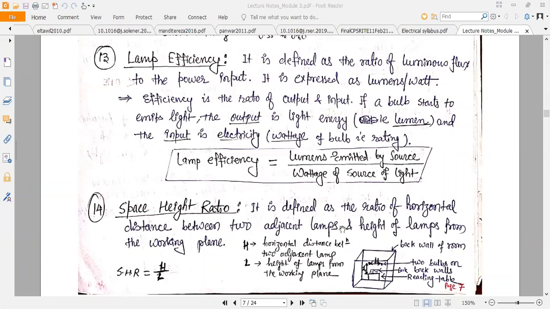Okay, so it is the ratio of the horizontal distance between the two tube lights and the vertical distance between the bench and the tube light. Okay, so in this way you can calculate this space height ratio. Clear?